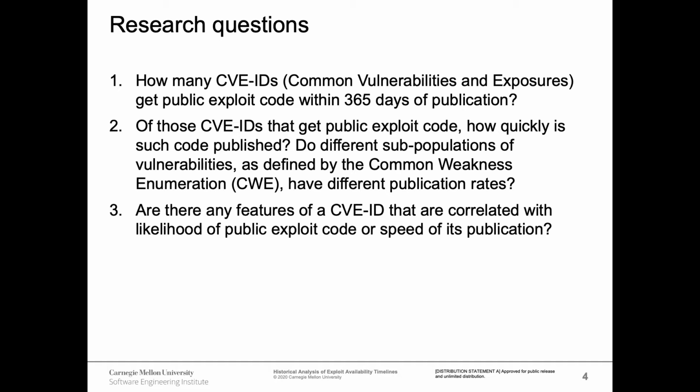So to question number 2, of those CVE-IDs that get public exploit code, how quickly is it published? And do different subpopulations of these CVE-IDs, as MITRE defines in the common weakness enumeration, have different publication rates? And finally, the really core important research question is, are there features that we can identify of a CVE-ID that correlate with this exploit publication?